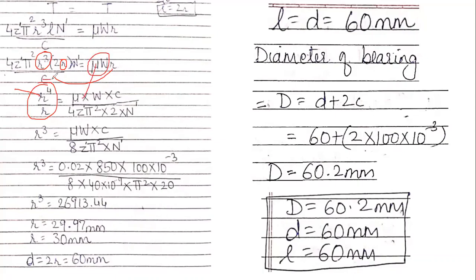This is mu W, C went here, so this is mu W C, and the remaining things will come in the denominator, that is 4 Z dash pi square into 2 into N dash, right? So R4 by R will become R cube, mu WC, 4 into 2 is 8, so 8 Z dash pi square N dash. Now I'm just going to put down the values of the known things.